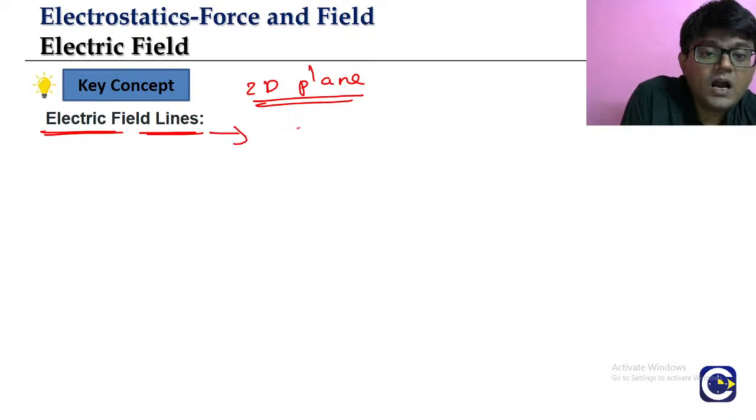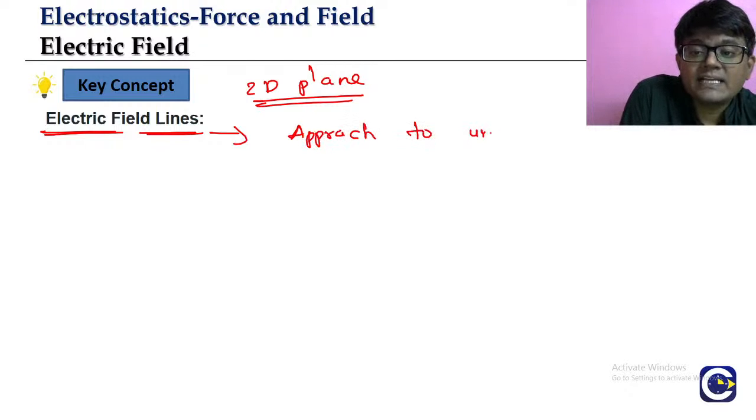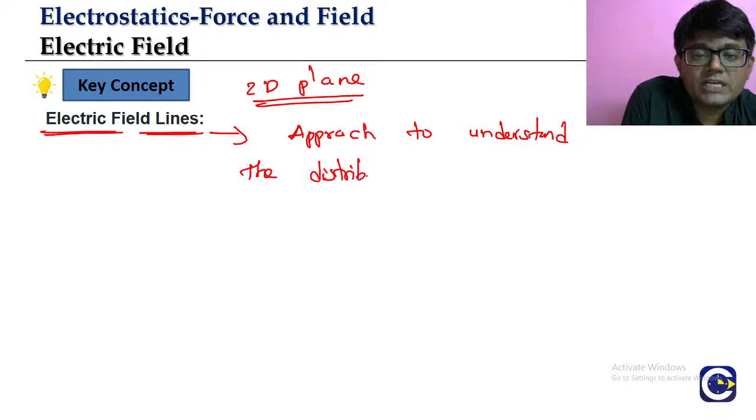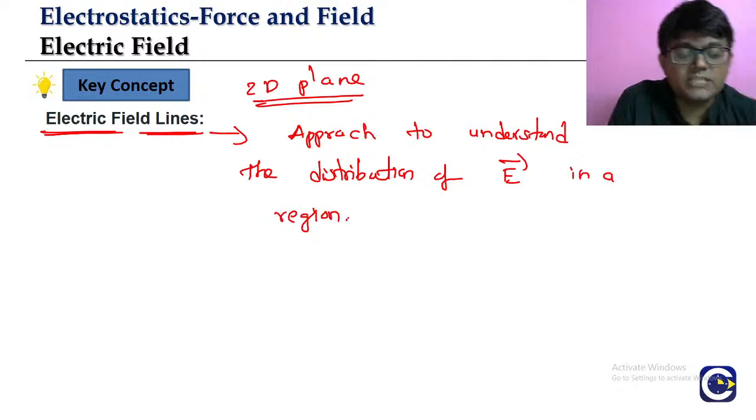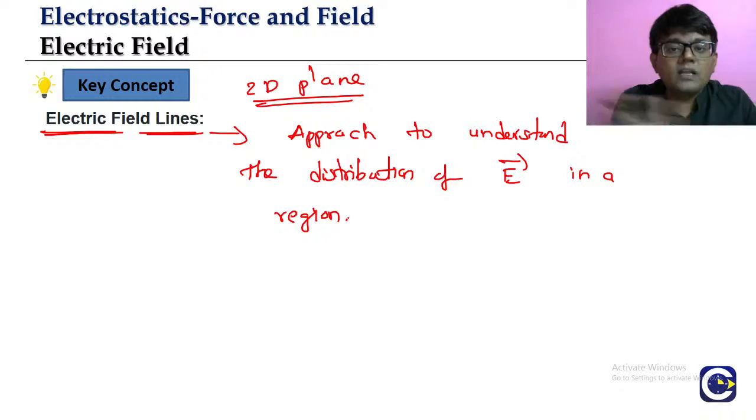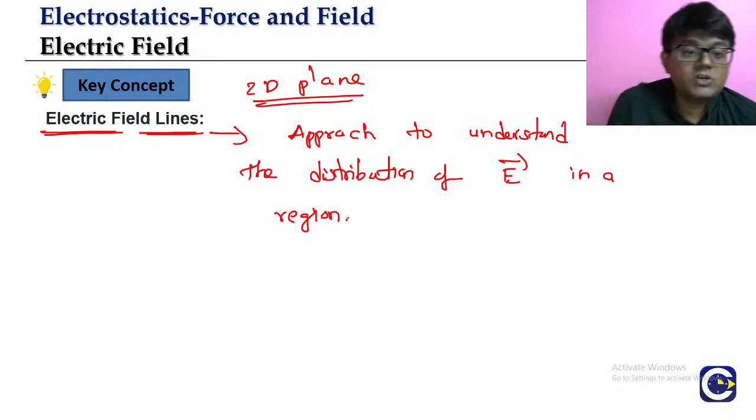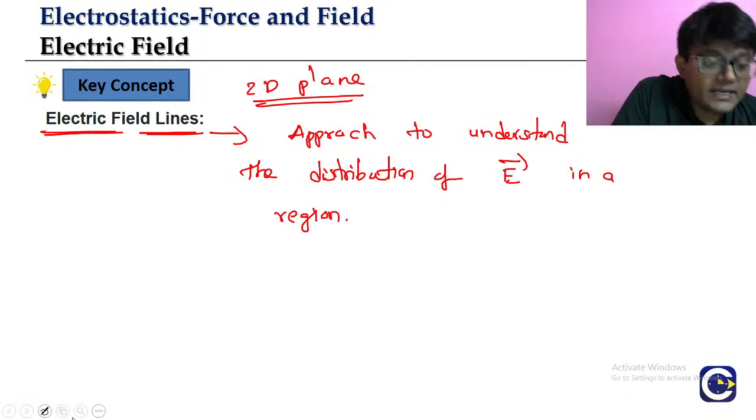It is an approach to understand the distribution of electric field in a region. So ஒரு region or ஒரு spaceல how the electric field is distributed, அதை understand பண்றதுக்கு ஒரு approach. That approach is called as what? The approach of electric field lines.